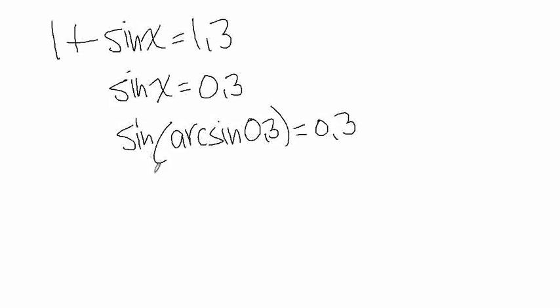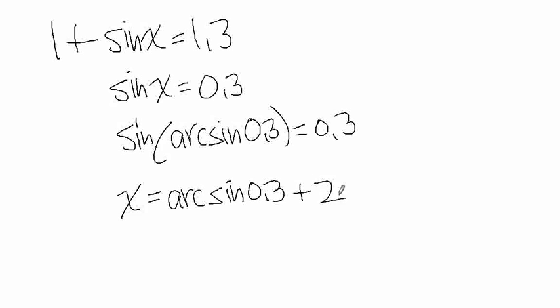Okay, so x is equal to the arcsine of 0.3. That's one solution. And to find all the solutions, let's think about the unit circle. So I can add or subtract a multiple of 2 pi and the sine value won't change if I do that. So plus 2 pi n, where n is an integer.